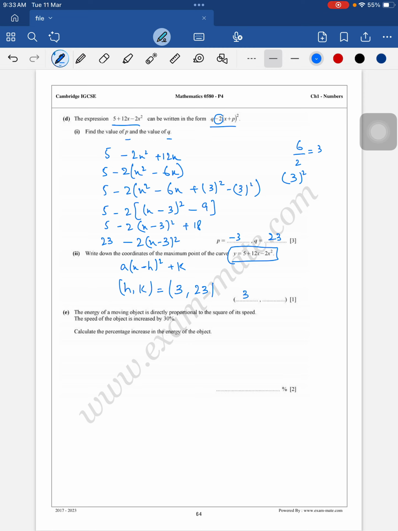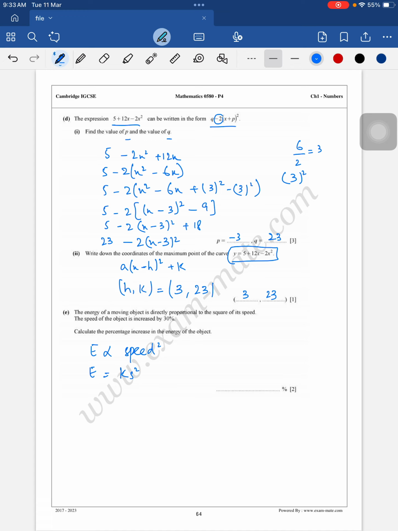So (3, 23). The energy of a moving object is directly proportional to the square of its speed. The speed of the object is increased by 30%. Calculate the percentage increase in the energy of the object. So E is directly proportional to speed square, right? You can write it like this, removing the proportionality sign: E equals k s square.